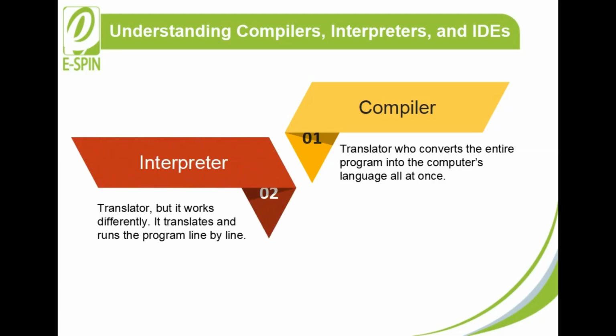2. Interpreter. An interpreter is also a translator, but it works differently. Instead of translating everything at once, it translates and runs the program line by line. It reads one instruction, translates it, and immediately executes it. This makes it slower than compiled programs, but easier to test and debug. Example: Python uses an interpreter. The interpreter reads that line, translates it, and immediately shows the result.